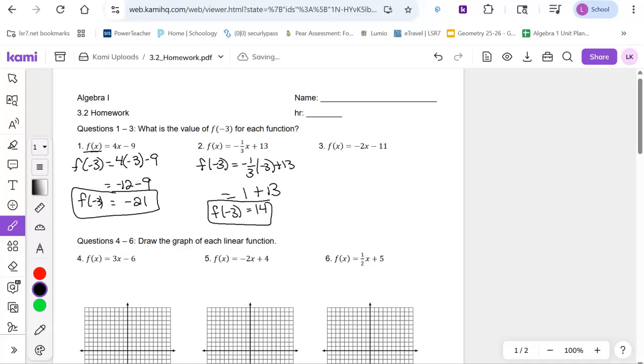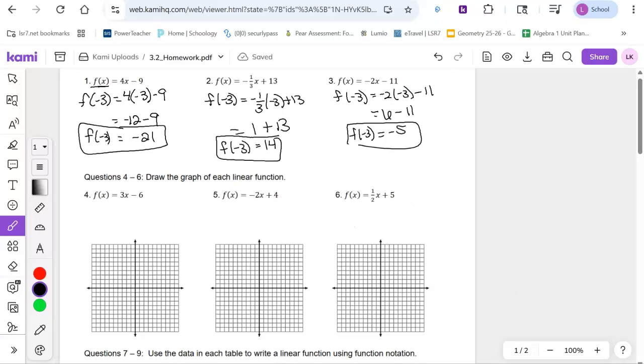And then 3, f of negative 3 equals negative 2 times negative 3 minus 11. So you have 6 minus 11 equals negative 5. So f of negative 3 equals negative 5.